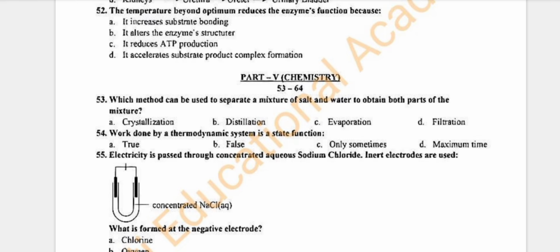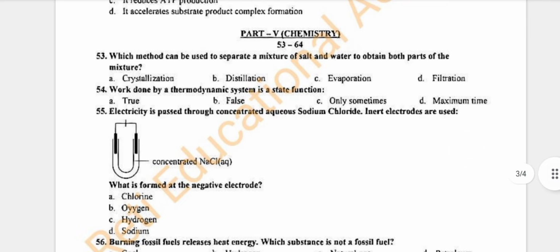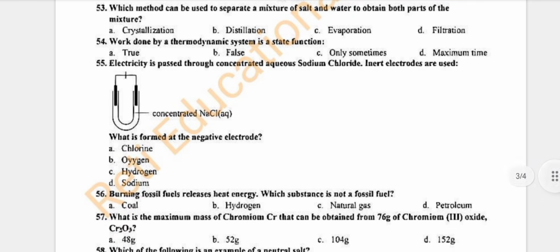Question number 53, which method can be used to separate a mixture of salt and water to obtain both parts of the mixture? And the correct option is B, distillation. Question number 54, work done by a thermodynamic system is a state function, and the correct option is B, false. Question number 55, electricity is passed through a concentrated aqueous sodium chloride. Inert electrodes are used. What is formed at the negative electrode? And the correct option is C, hydrogen.